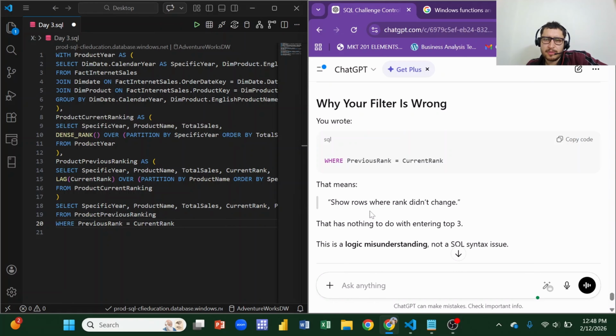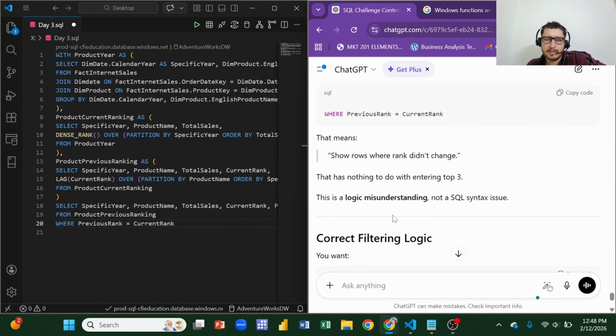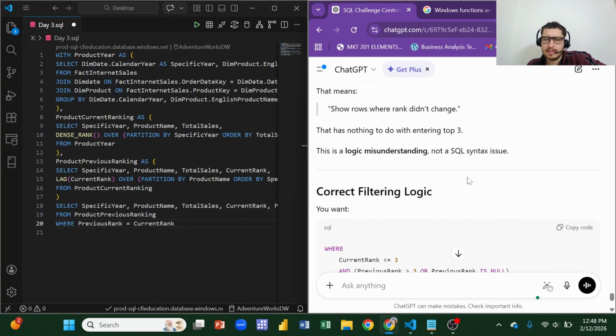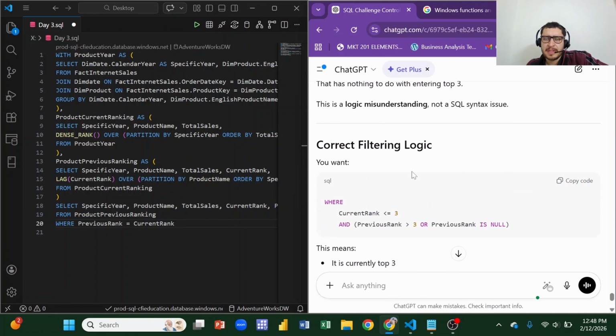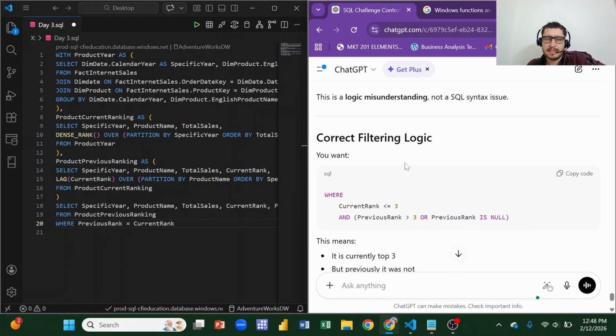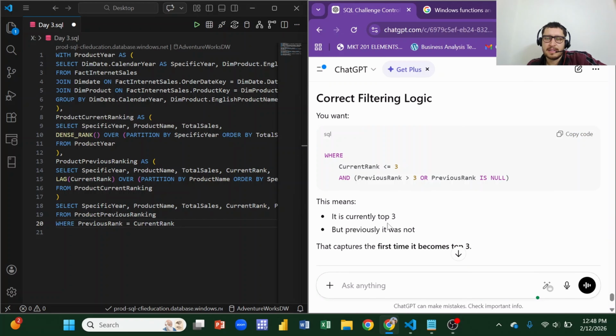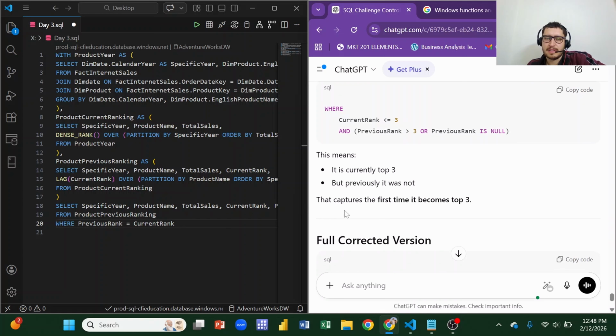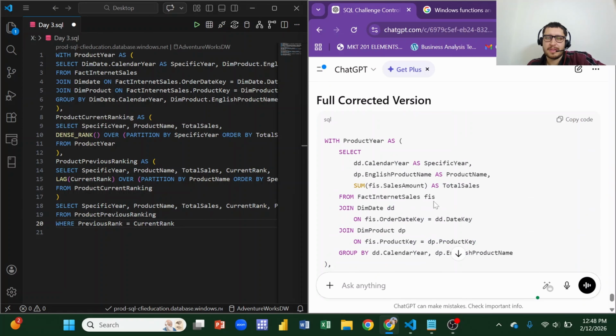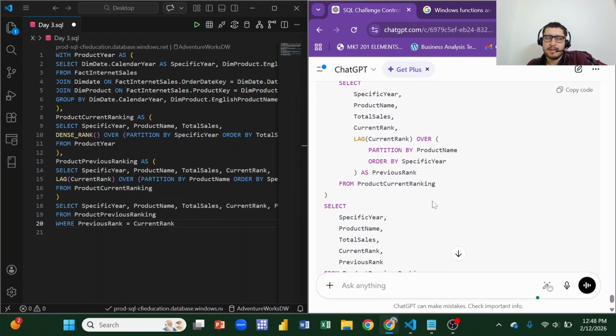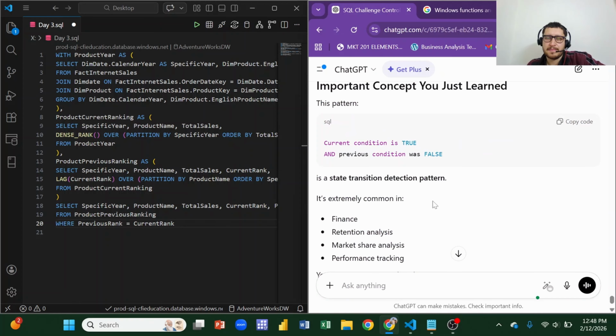This means show rows where the rank didn't change. This has nothing to do with entering the top 3. This is a logical misunderstanding, not an SQL syntax issue. Correct filtering logic: current rank less than or equal to 3 and previous rank greater than 3 or previous rank null. This means it is currently top 3 but was not previously, and that captures the first time it becomes top 3. Okay, all right.